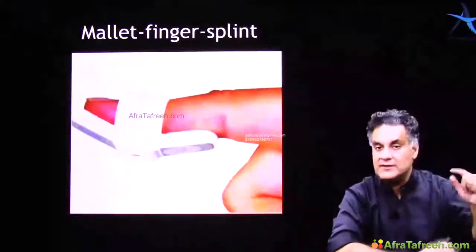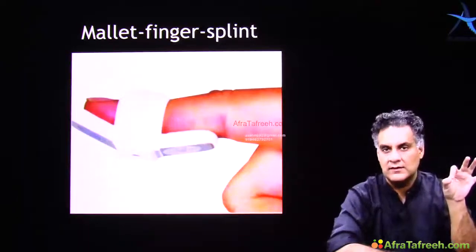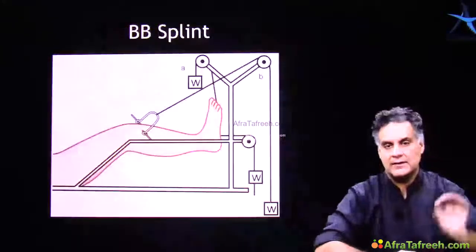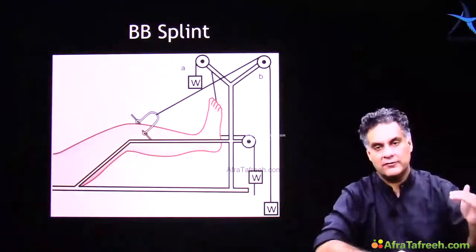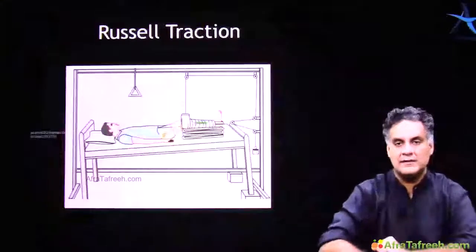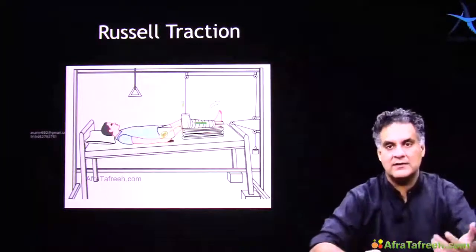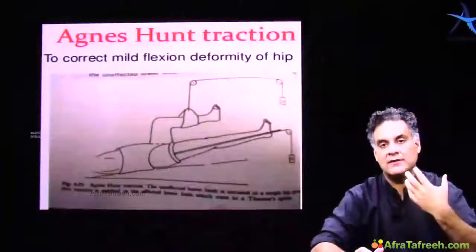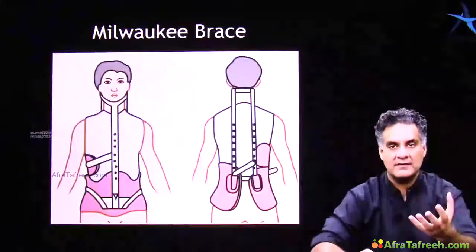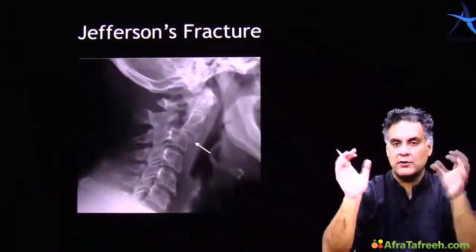The mallet finger is an avulsion of extensor tendon from the distal phalanx. It is one of the most commonly asked MCQs. And this is a splint given to treat it for 6 to 8 weeks. Then you have Böhler-Braun splint, which can be used for femur, knee, or tibia, and the direction of the pull is along the pulleys. You have Russell traction, which was initially described as skin traction, but now is a skeletal traction, which is for the hip fractures, or you can have the Agnes Hunt traction for the flexion deformities of the hip. You have Milwaukee brace, the Boston brace, which is for scoliosis.